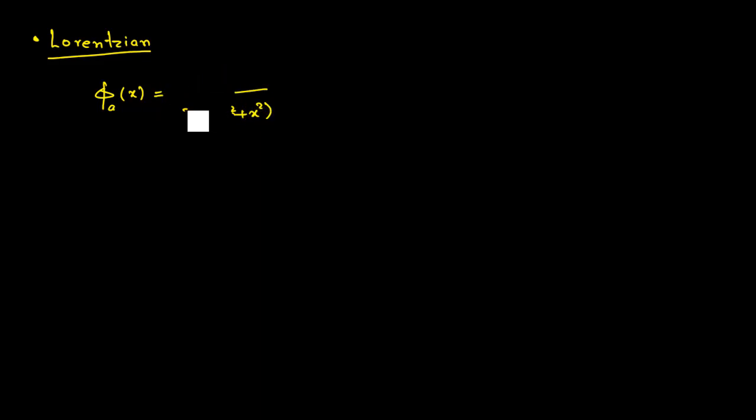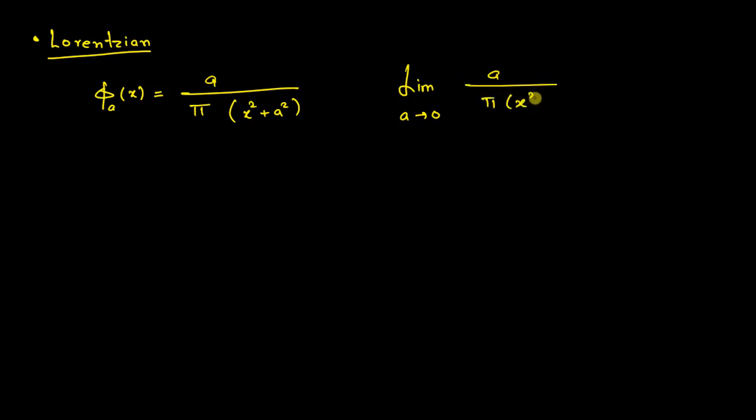Let me write it again because something got messed up. So this was a divided by pi, x square plus a square. This function is the Lorentzian function, and this function will also go to the delta function in this particular limit, a divided by pi, x square plus a square. So this function will go to the delta function.